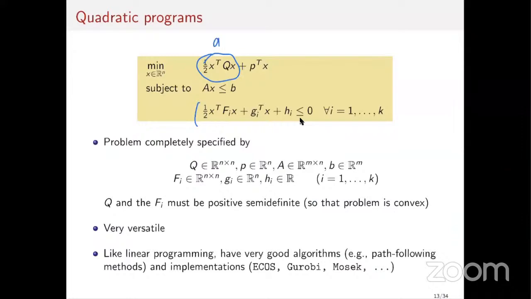Okay, so this is a quadratic objective, and this is a quadratic constraint. We do require, however, that Q and the Fi must be positive semi-definite so that the problem is convex. Now the problem is given by a lot more parameters. Even though for linear programming we just had A, B, and C, now you have to specify what the matrices of the quadratic objective and of the quadratic constraints are.